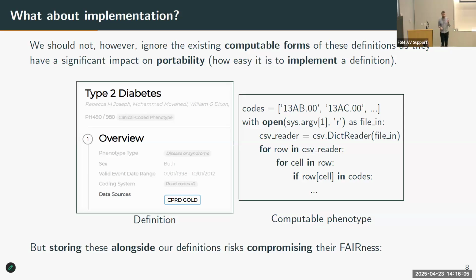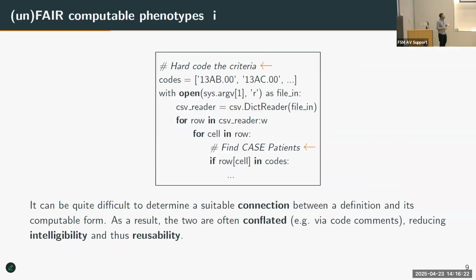At the moment, remember, my argument is things are fairly good. We've got this nice structure to the definition. I would say if we recognize, yes, there's a problem in terms of not having these computable forms, but we just go ahead, blindly upload them, that's not going to be good. That will compromise the fairness of these definitions. And why is that? Well, basically, because some of these implementations are really bad. And they're really bad for a number of reasons.